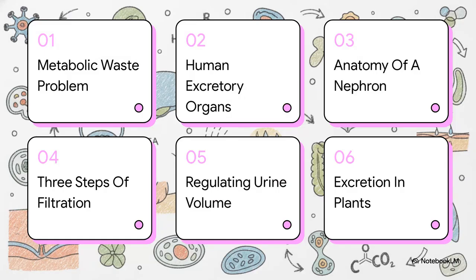Here is our roadmap for today. We'll start with the metabolic waste problem, then look at human excretory organs, jump into the anatomy of a nephron, walk through the 3 steps of filtration, see how urine volume is regulated, and finally look at a really cool twist with excretion in plants.